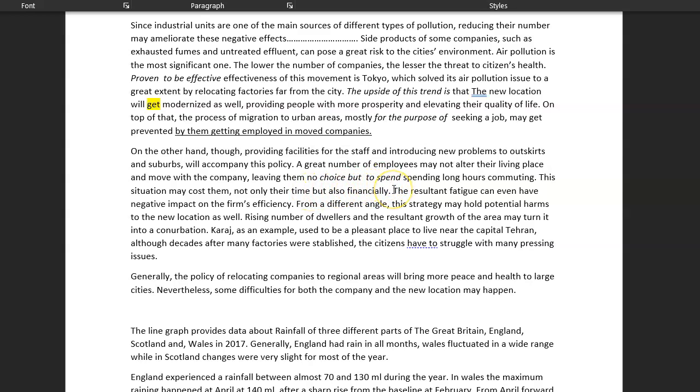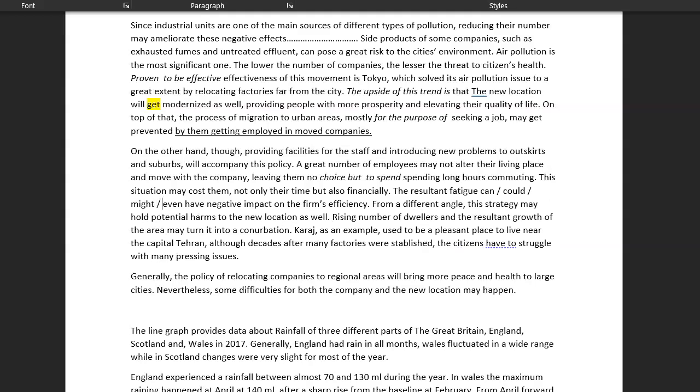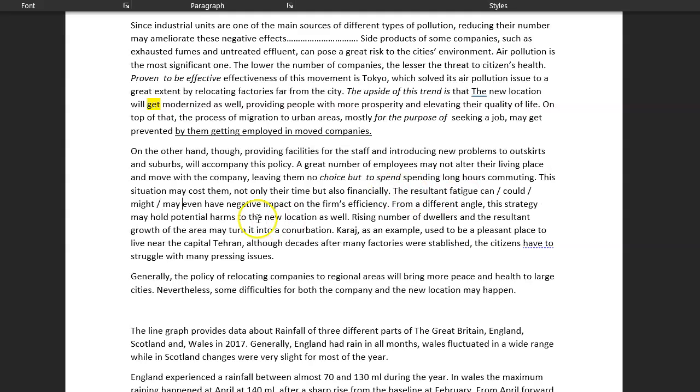Really good. The resultant fatigue could, so just mix up can, could, just alternate these, might, may, even have a negative impact, or negative impacts, let's go plural, on the firm's efficiency. From a different angle, this strategy may hold potential harms for the new location as well.